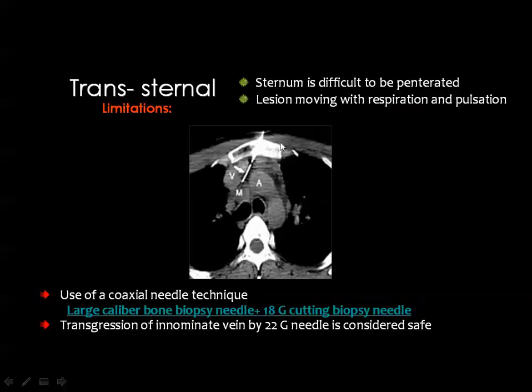Then this is the transsternal approach, and you insert first a coaxial needle of large caliber through the sternum after determining the route of your needle approach to the lesion. And this is the retrocaval lymph node, this is the arch of the aorta, and this is the superior vena cava. Then you put the coaxial needle, and through it you push your biopsy needle to hit the lesion.